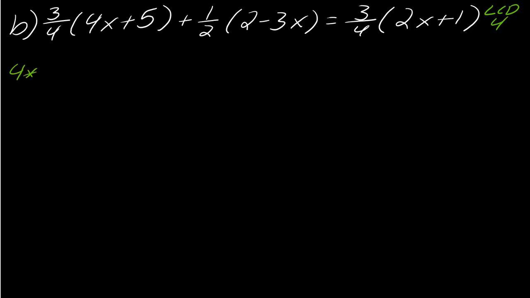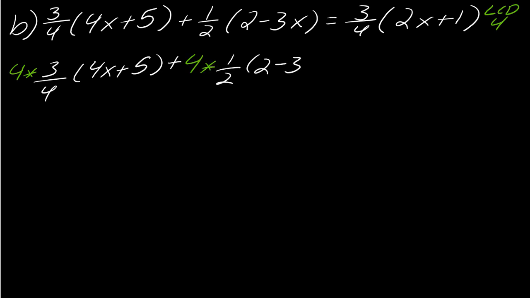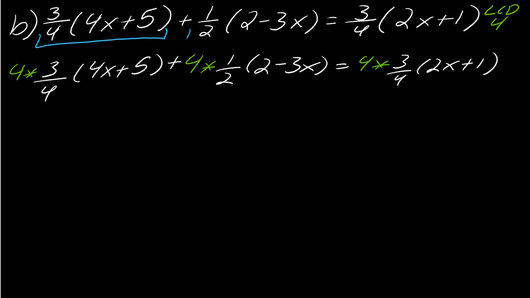I'm going to multiply 4 times each part. So in this case, here's the first part, this 3/4 times 4x plus 5. And then the next part is 4 times this 1/2, 2 minus 3x. And then we've got 4 times the 3/4, and then 2x plus 1. Just to reiterate one more time, you've got the 3 parts. It's really what's separated by the plus, minus, or equal sign. That's how you can determine that.